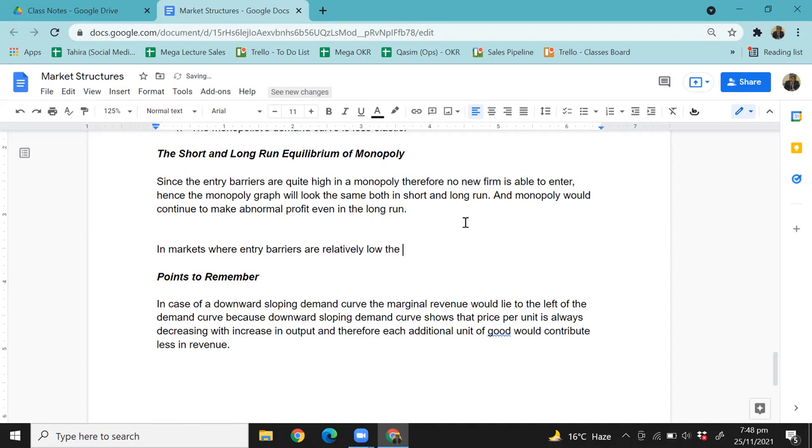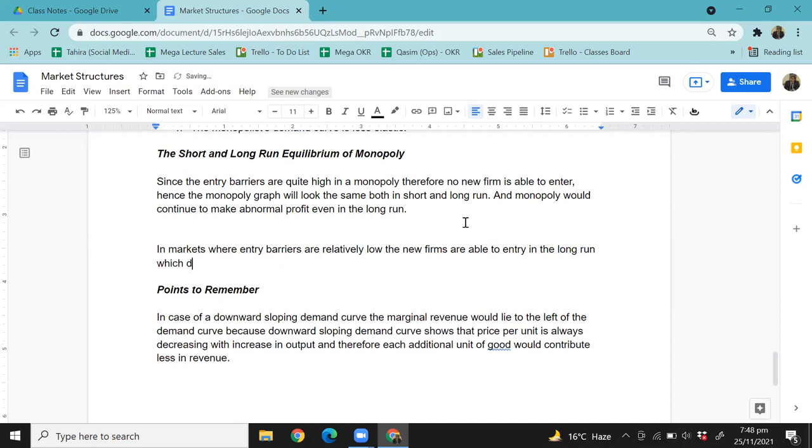New firms drive profit from abnormal to normal profit. Did you get this? Right? So that's the idea.